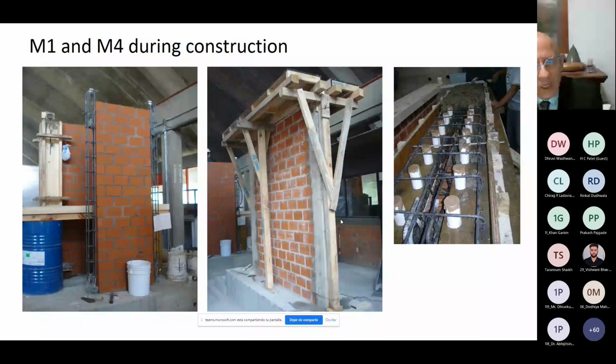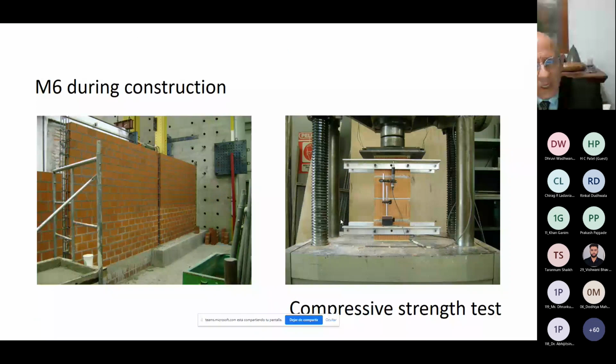And here on the left side is an example of one of the long walls. This is M6, which has an intermediate tie column, and actually this is the very long one, so it has two tie columns within the wall. So it's a very long one.